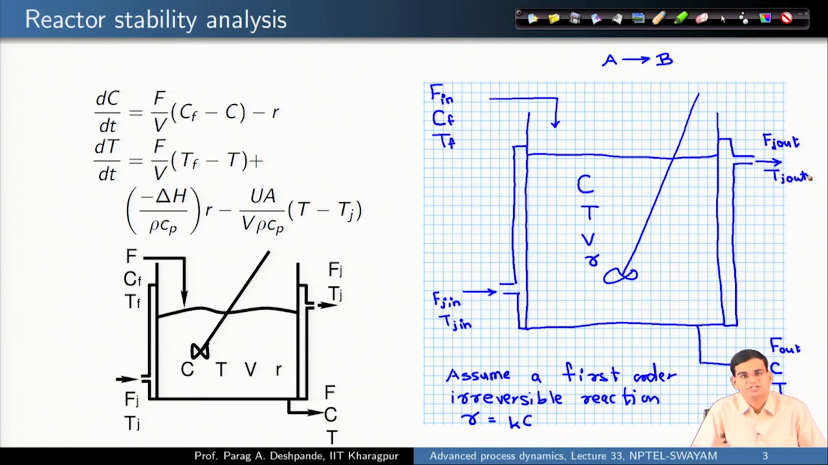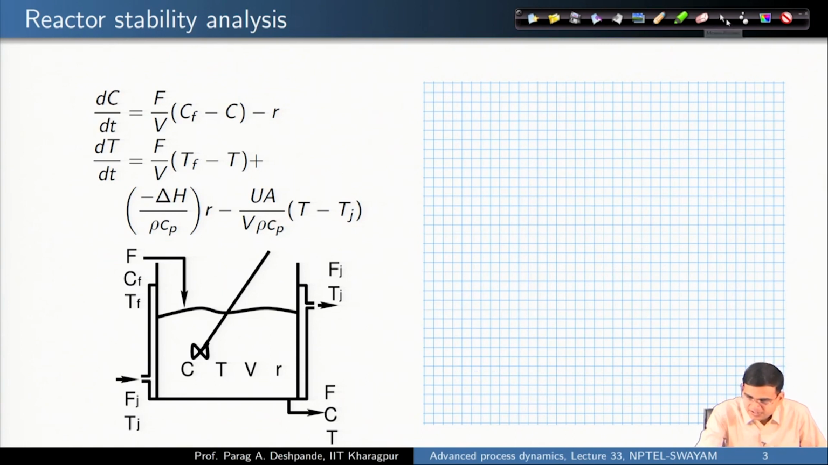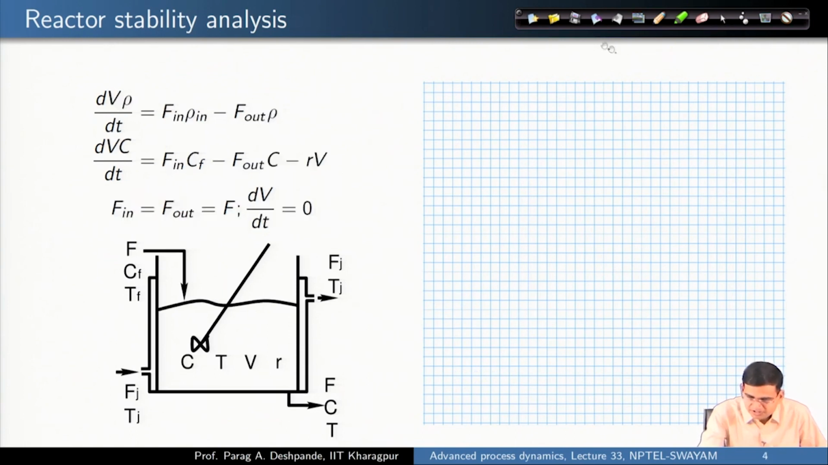Similarly, you have temperature at the inlet as T j in and temperature at the outlet as T j out. This is the entire description of the system. Now, we will make certain approximations, we will make certain assumptions to reduce all of these quantities which have been shown on the right hand side to conform to the equations which have been given on the left hand side. So, let us see what those approximations are.